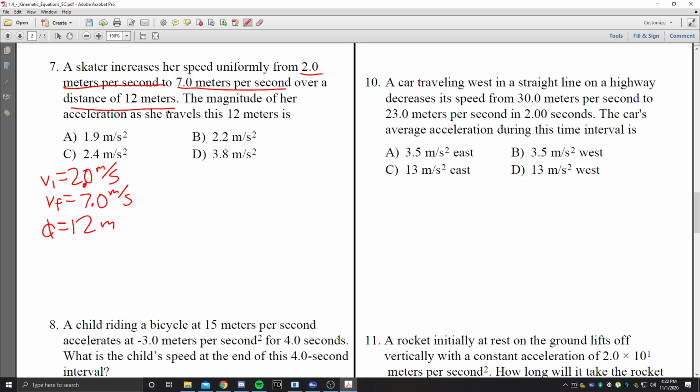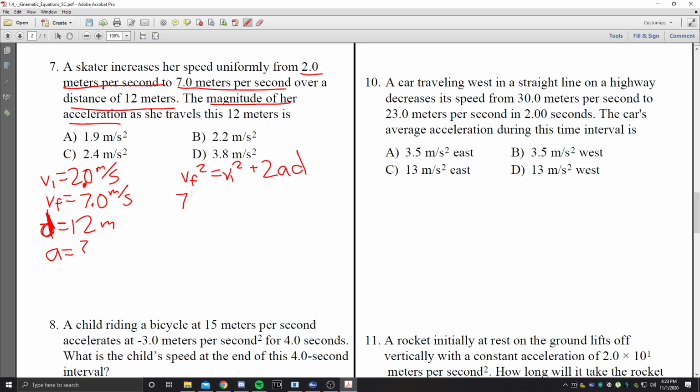The magnitude of acceleration is what? That's what they want to find out. What is your acceleration? This is a D, by the way. Don't be fooled. That's a D. So the formula we're going to use is VF squared is equal to VI squared plus 2AD. It has everything we need.